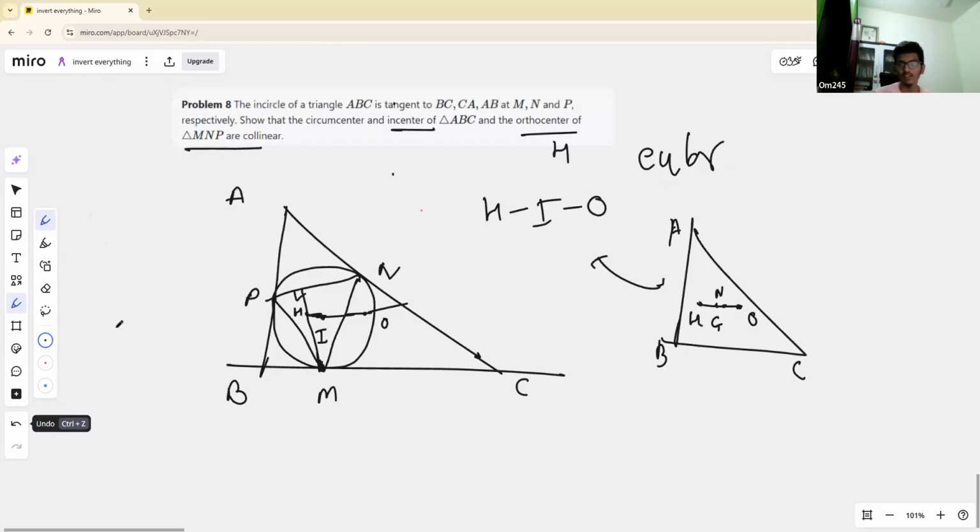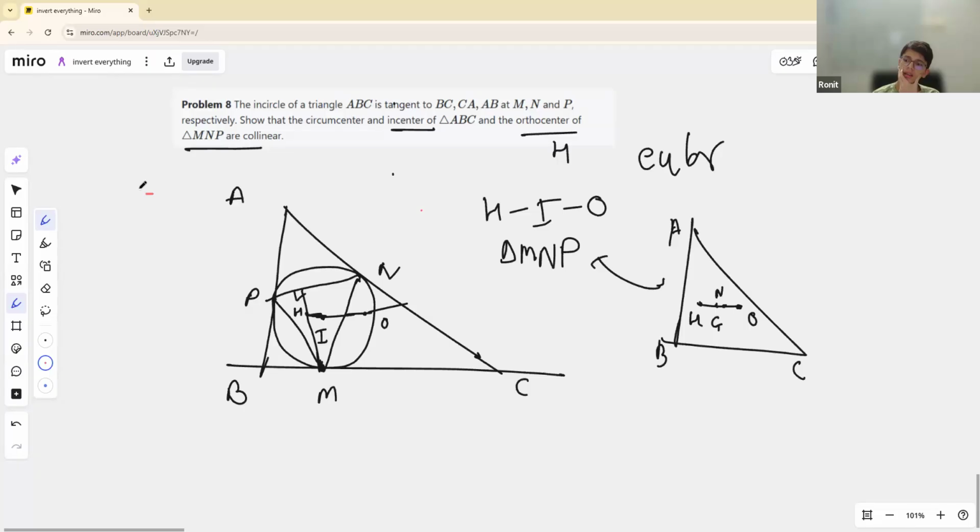So does anyone have any idea or observation, anything? We want to prove that O lies on the Euler line of triangle MNP. So first of all, how are we going to use inversion? Root BC doesn't work here. Incircle inversion?